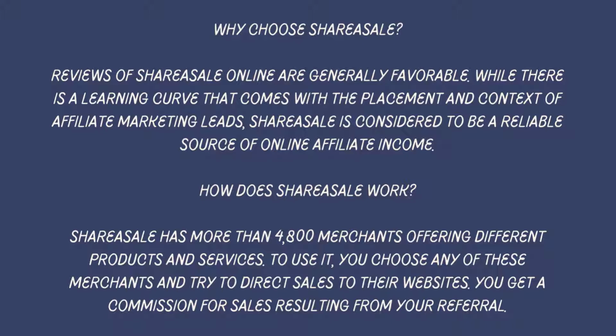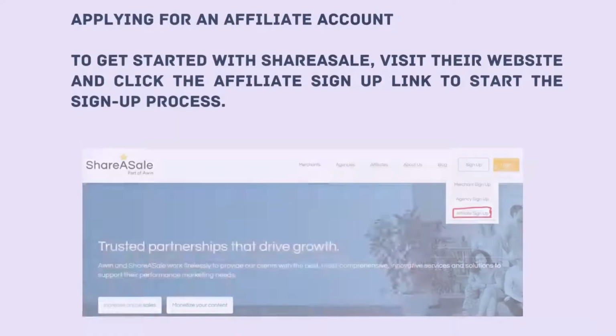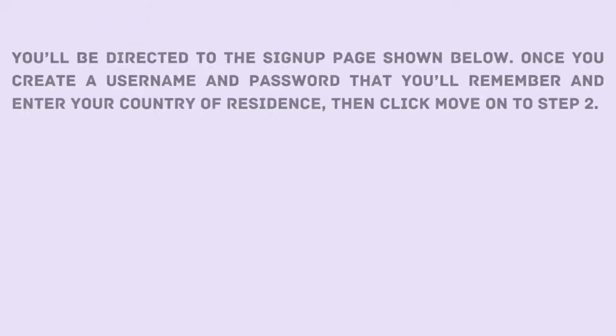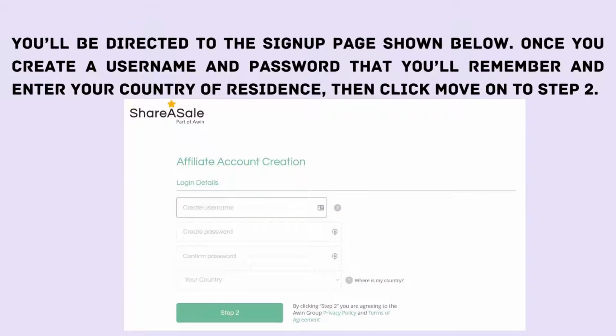Applying for an affiliate account. To get started with Shareasale, visit their website and click the affiliate sign-up link to start the sign-up process. You'll be directed to the signup page shown below. Create a username and password that you'll remember and enter your country of residence, then click Move on to Step 2. On the next page, you'll be asked for details about your website including its URL and primary language. It's worth noting that to use Shareasale, you need an active website. Make sure your site is up and running before you apply. When you're done, click Move on to Step 3.